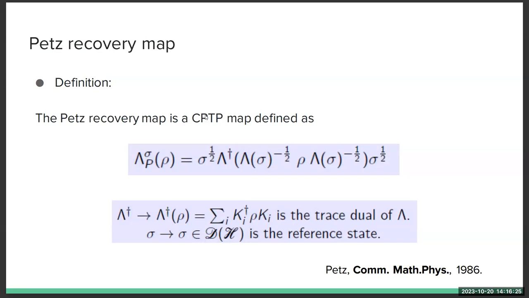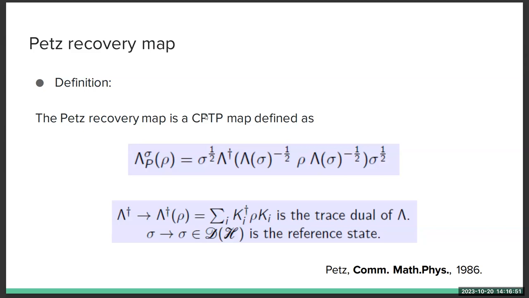And then you have here how the Petz recovery map is defined. So rho is the state that I want to recover. Sigma is the other, do you remember that it was two states, rho and sigma, whose relative entropy doesn't change in time. So sigma is this other state, for which the relative entropy doesn't change in time. And I will call it the reference state, okay?